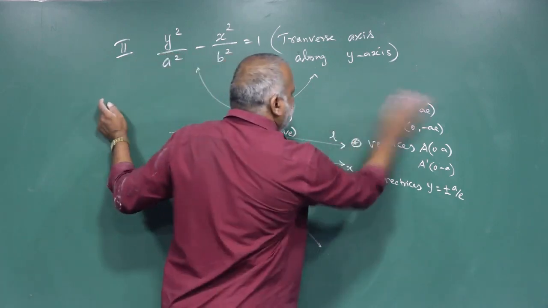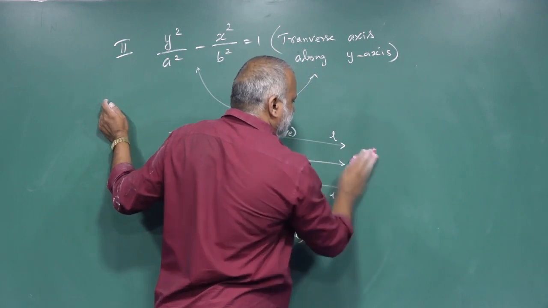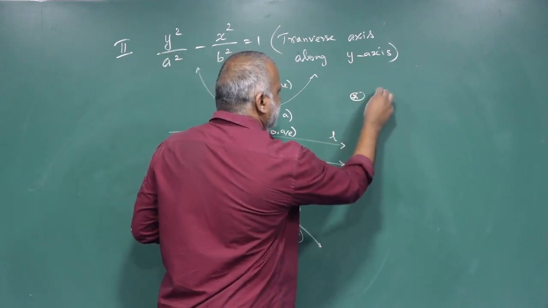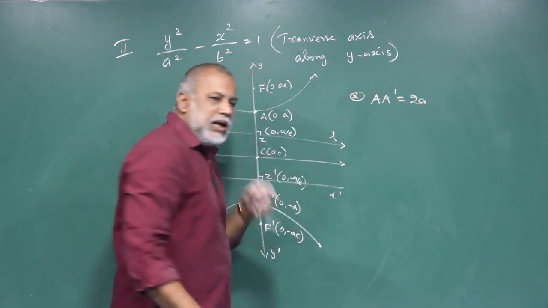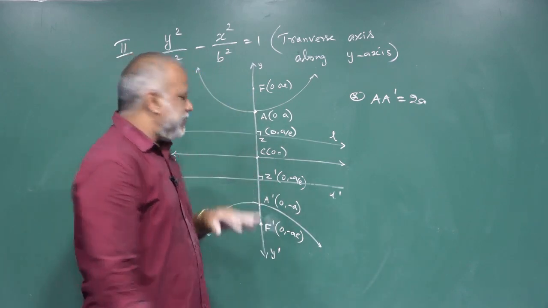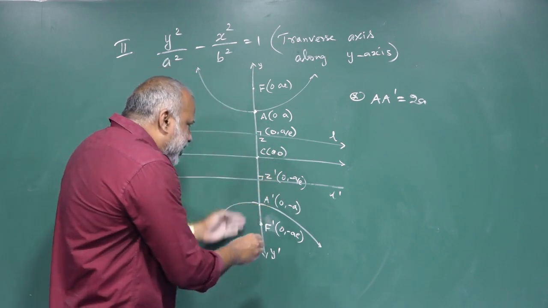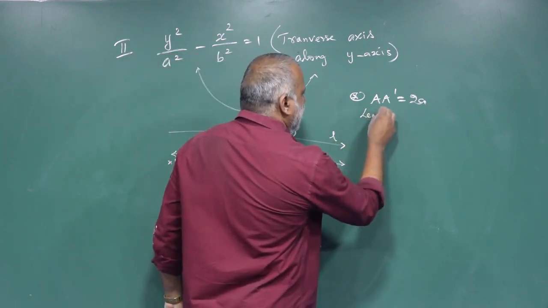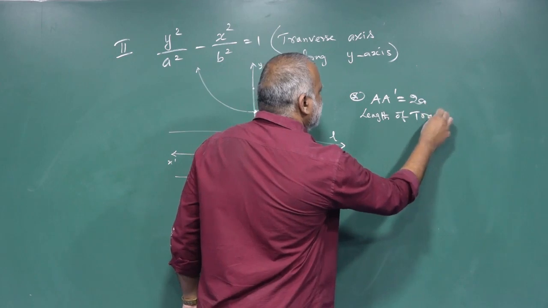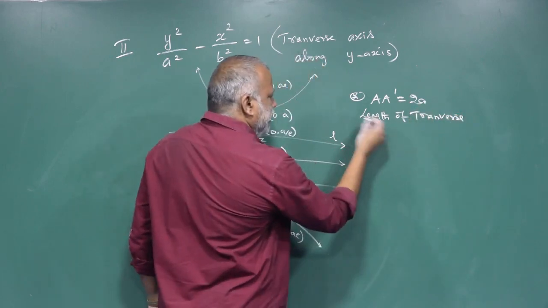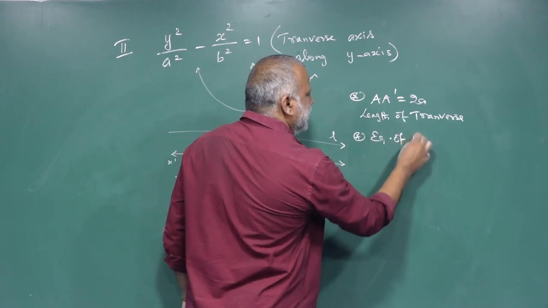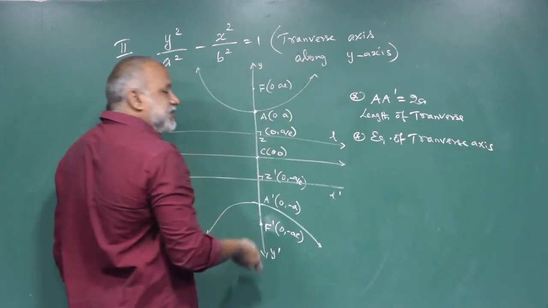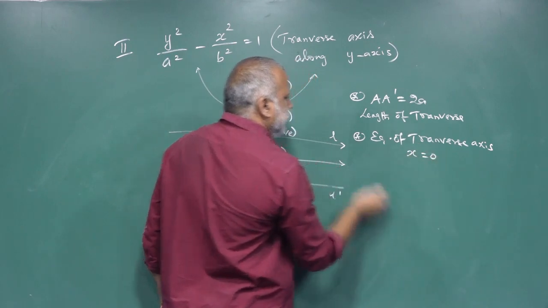Now, what is the fifth result you see here? A dash. Now A dash, that is 2A, is the, what is the name? A dash equal to 2A, length of the transverse axis. Use the word transverse. Transverse means it is a penetrating line, the axis. So it is called length of the transverse. Then equation of transverse axis. What is the name of equation of transverse axis? See here, y-axis is the transverse axis. Its equation x equal to 0.